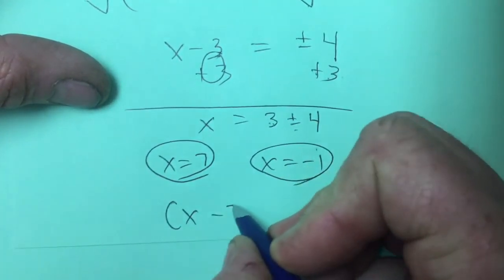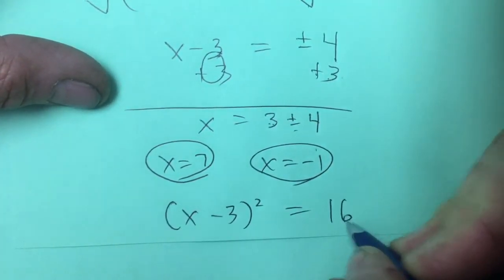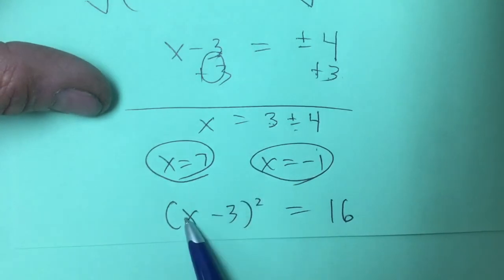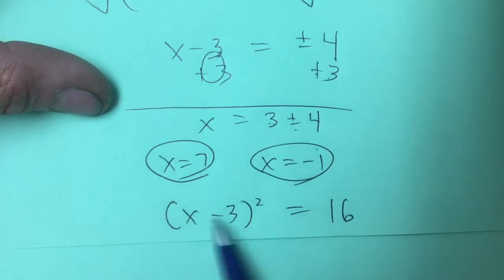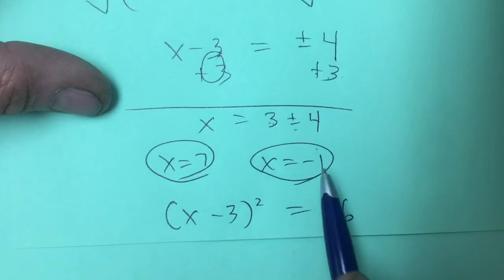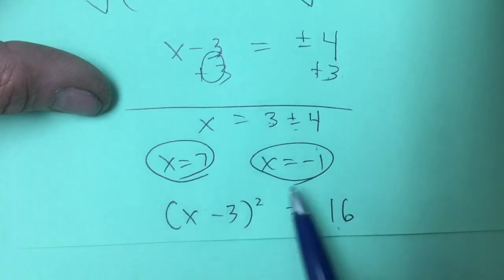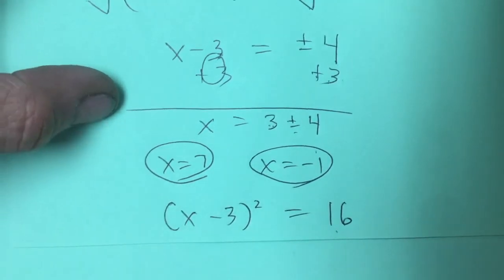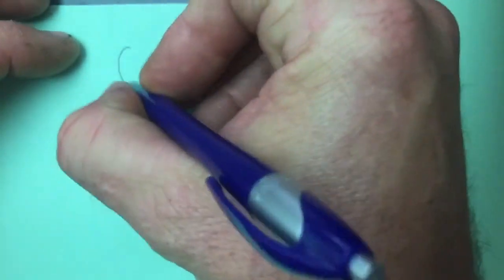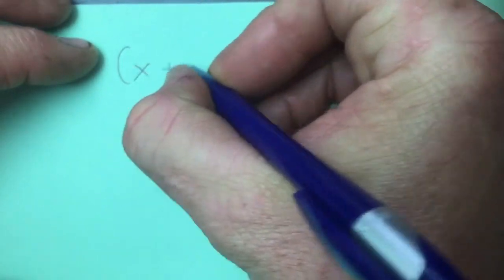Okay, and if I check those in the original problem, here's the original problem again. I'll write down here, (x minus 3) squared equals 16. If I put 7 in, 7 minus 3 is 4, and 4 squared is 16. If I put negative 1 in, negative 1 minus 3 is negative 4, and negative 4 squared is 16. So they both work.